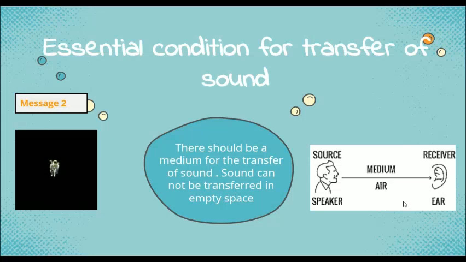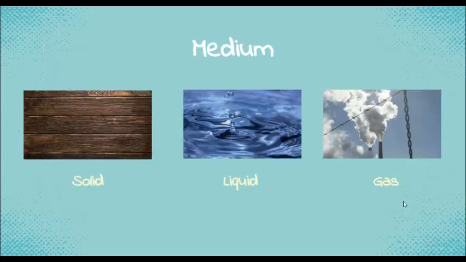What is that medium? Air. When we talk to someone, we are producing sound which is getting transferred to your ears through air. So the air is the medium for the transfer of sound. There are three kinds of mediums that can transfer sound.